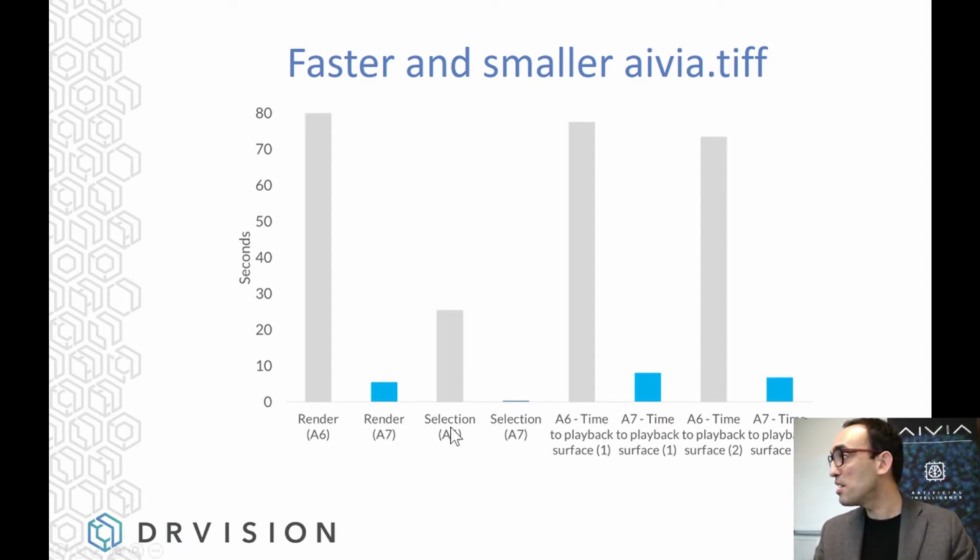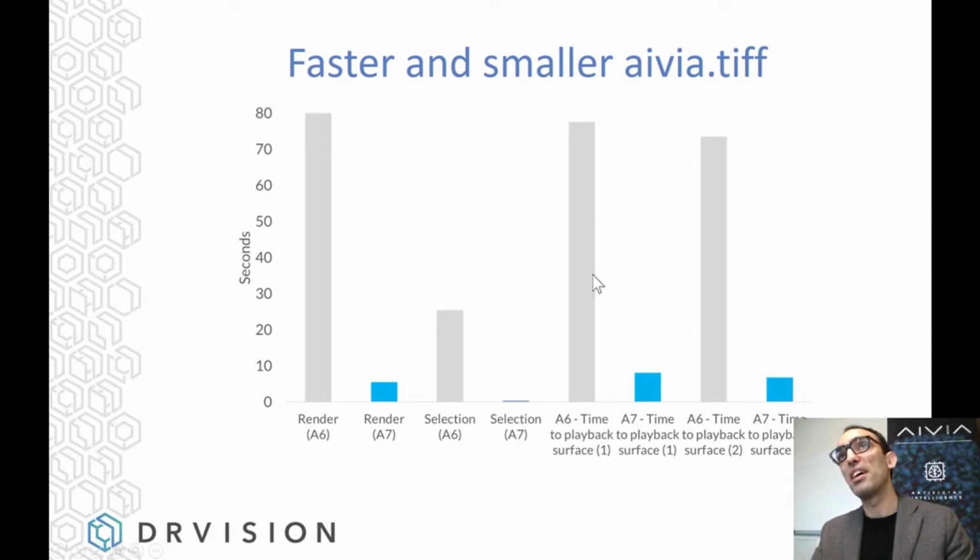For the selection, it's even more drastic. This is clicking on a cell and seeing that it becomes selected. It used to take over 20 seconds on average for these examples, because some of them are extremely large meshes, and those take a long time to select. It did take a long time in Avia 6. In Avia 7, all of the interactions are instantaneous. They happen within 1 second or even less. Actually, it's a lot less than a second.